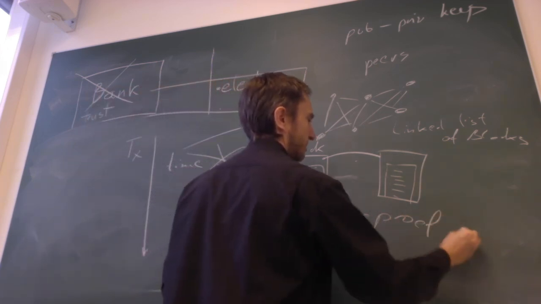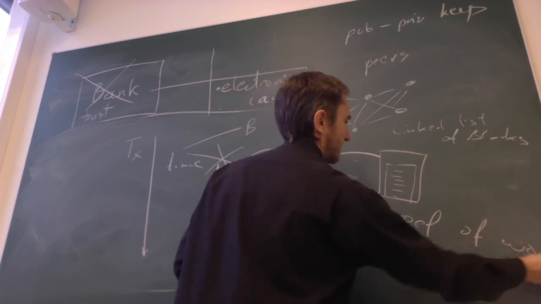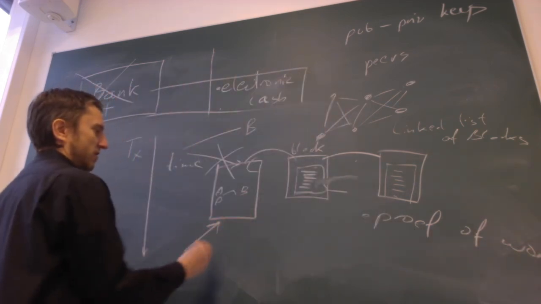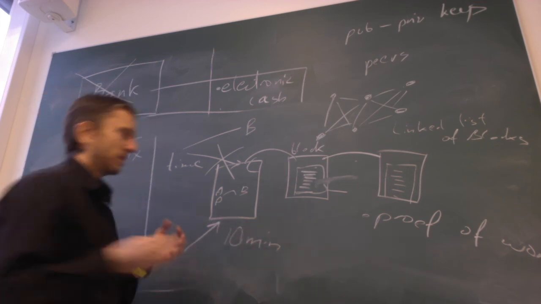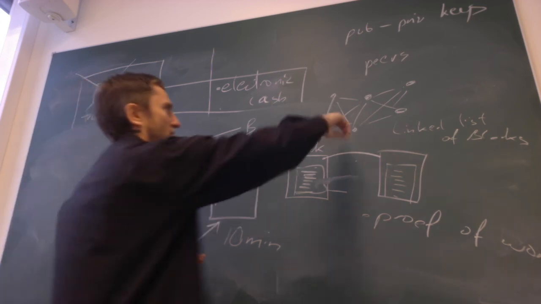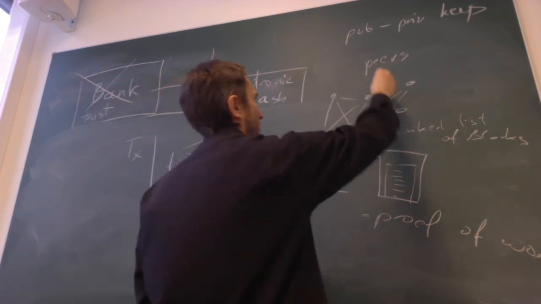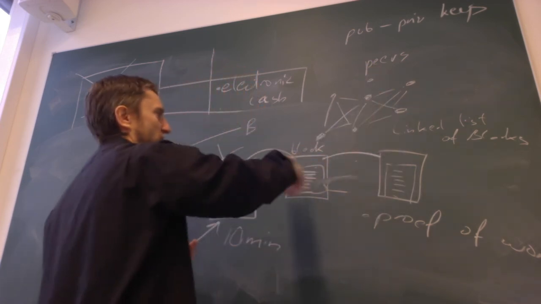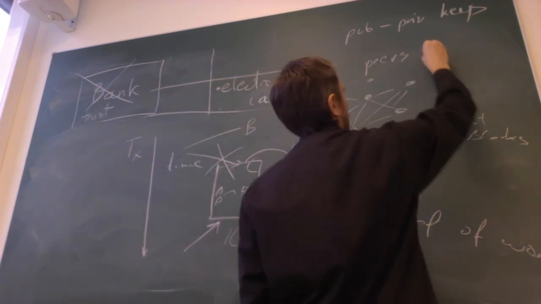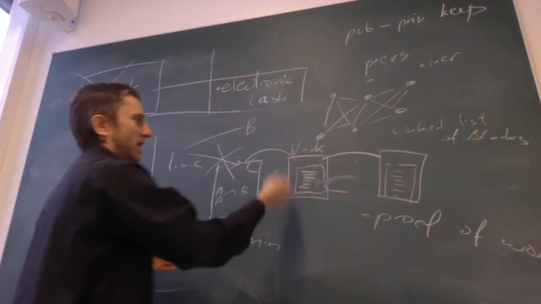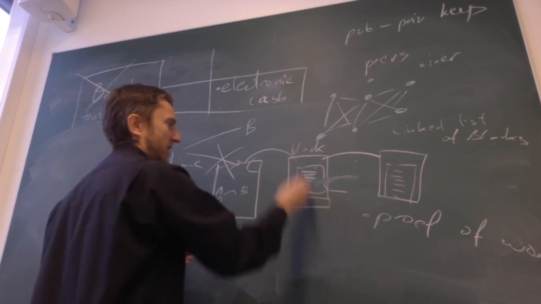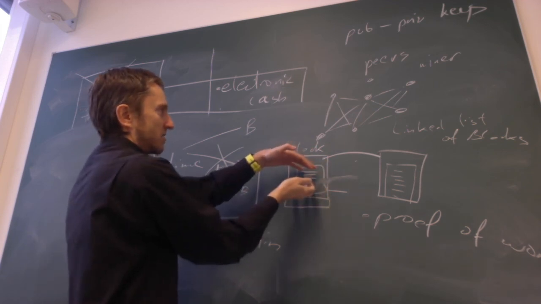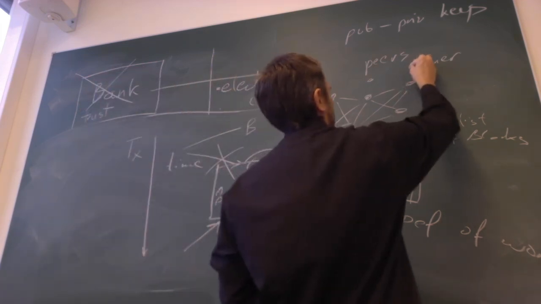By design, every block is generated roughly by a random search which takes approximately 10 minutes. So in the network, we have some nodes which are dedicated to generating those blocks. Those are called miners. And the miners will try to find a cryptographic puzzle which signs the valid block.